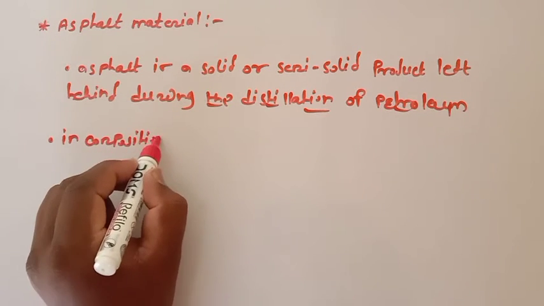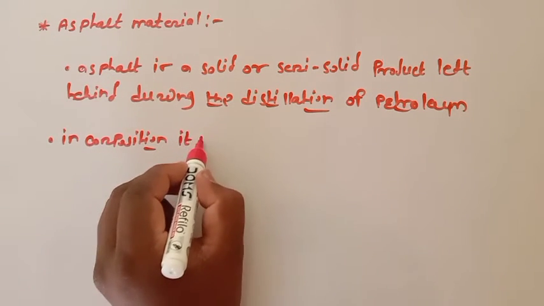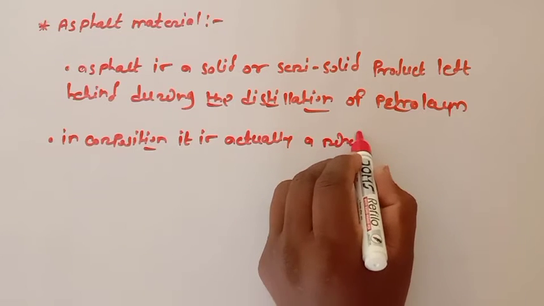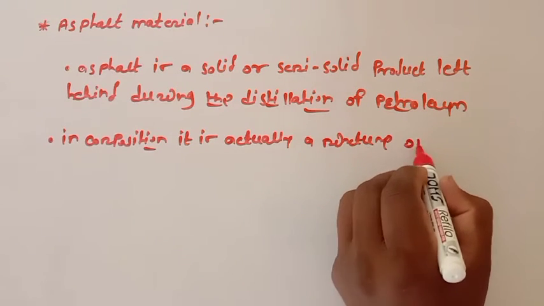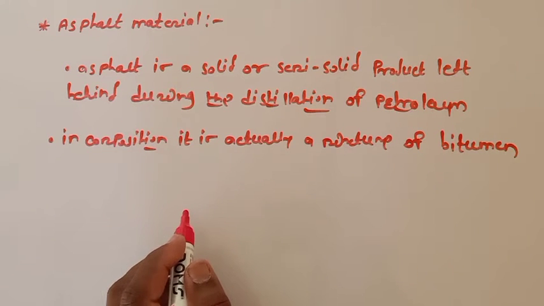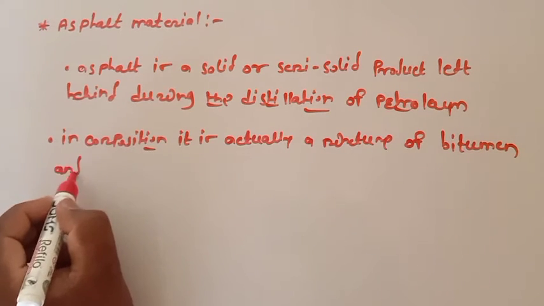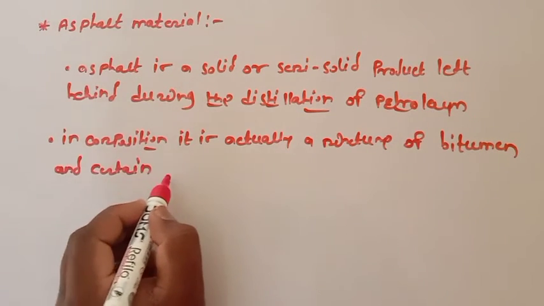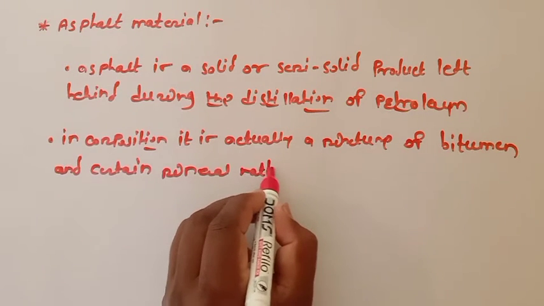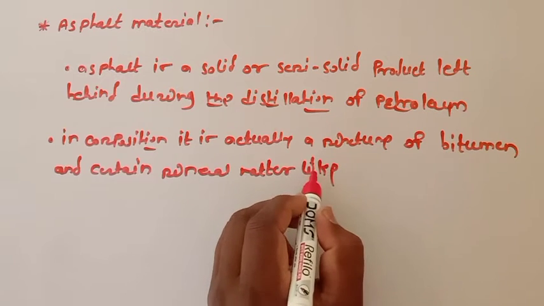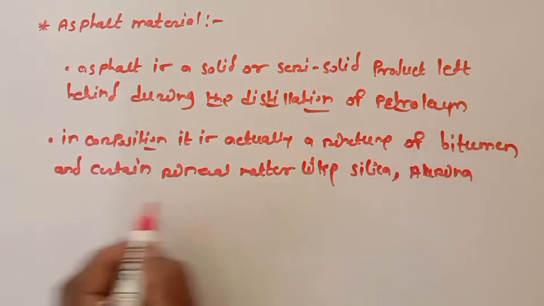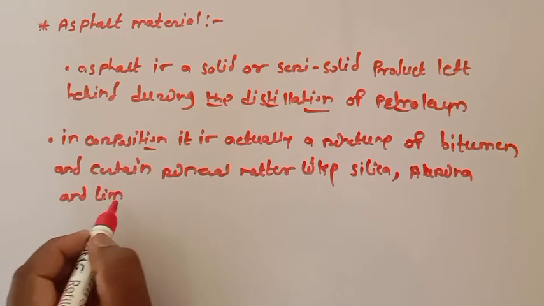The second important point regarding this asphalt is that in composition, it is actually a mixture of bitumen and certain mineral matter like silica, alumina, and lime.